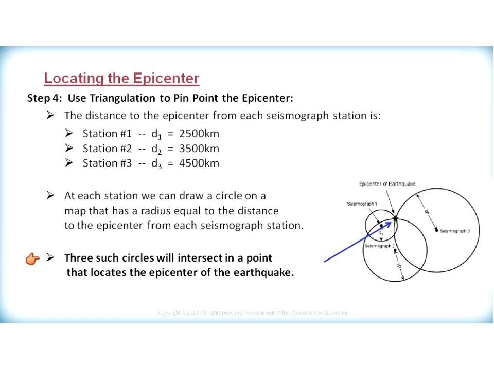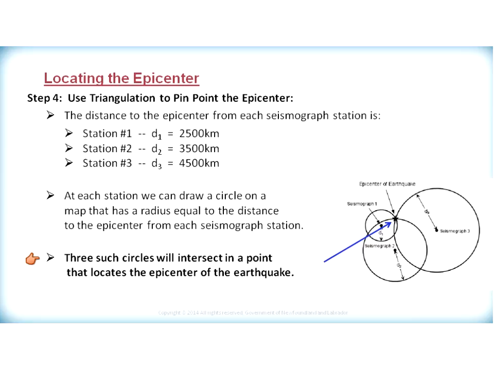3 such circles will intersect at one point, and this point would be the location of the epicenter of the earthquake. And the focus, which is the point of origin where the earthquake energy was released, will be directly below this point on Earth's surface. Therefore, the focus of the earthquake is located directly below where the 3 circles intersect.